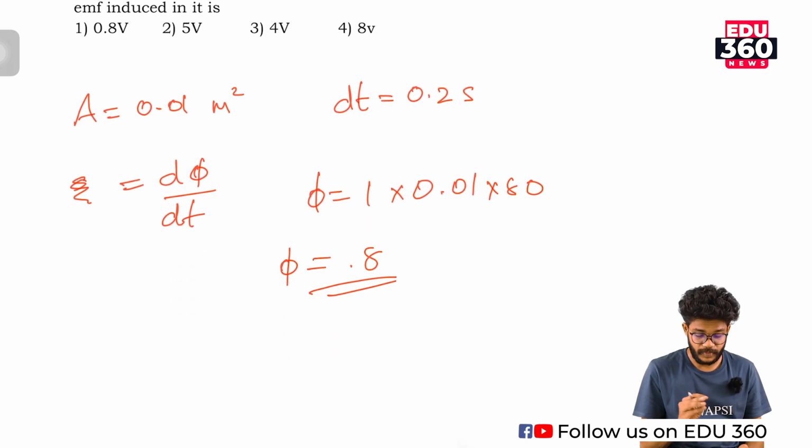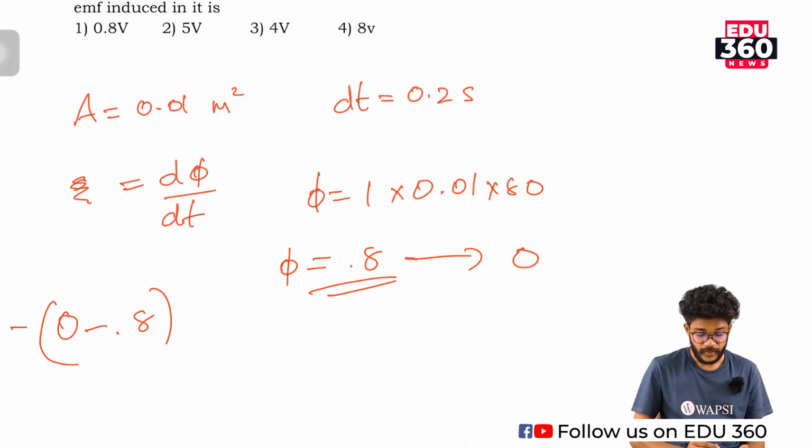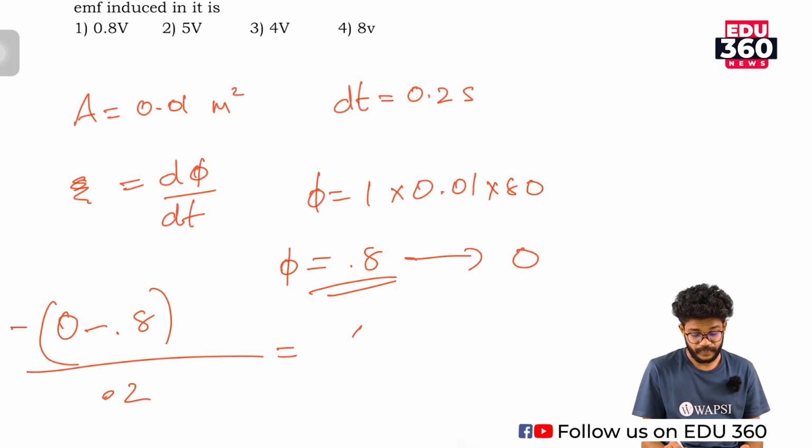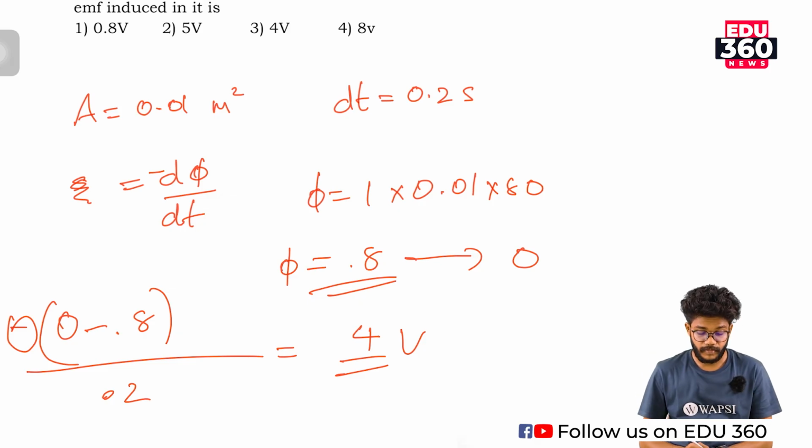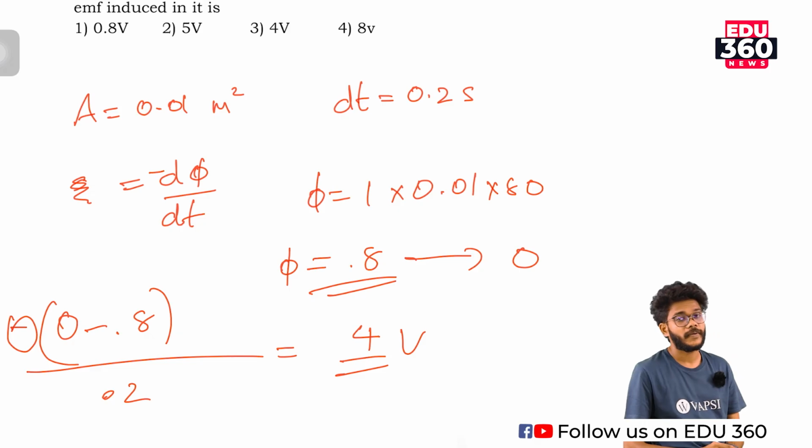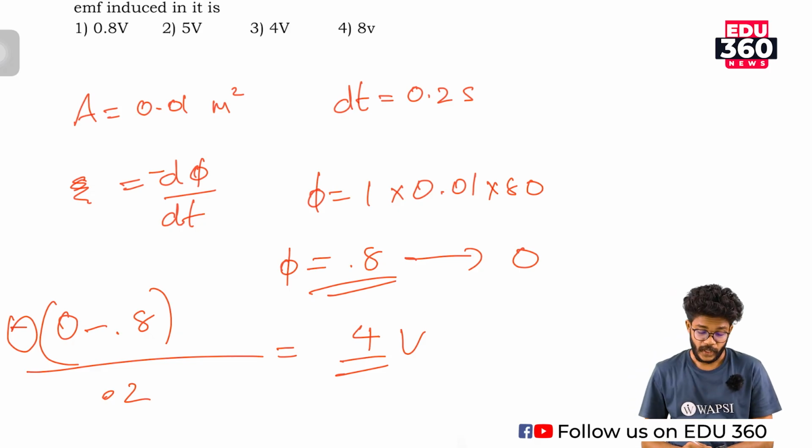Sorry, the initial flux is 0.8 and the final flux is 0. So 0 minus 0.8 flux change, minus of 0 minus 0.8 in 0.2 seconds. So 8 by 2 is 4 volt, because we know that epsilon is minus d phi by dt, so that's why I put a minus outside, and the final flux is 0 and the initial flux is 0.8. So 0 minus 0.8 is minus 0.8 and minus of minus is plus, so 0.8 by 0.2 is 4 volt.